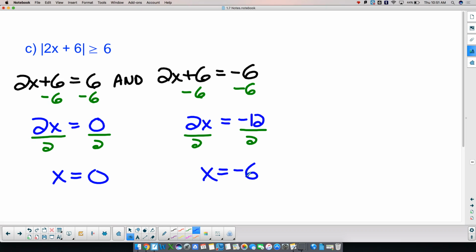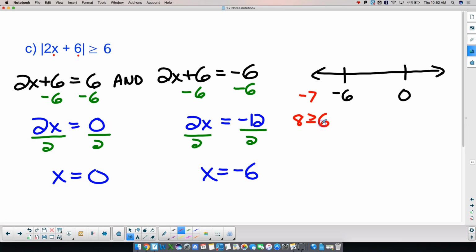Okay? So on my number line, then I've got -6 and I've got 0. Sorry, Jenna. Can't pick 0 this time. Okay? So, left of -6, I'm going to go with -7. 2 times negative 7 is negative 14, plus 6 is negative 8. Absolute valued is positive 8. 8 is greater than 6. That is a truthiness statement.